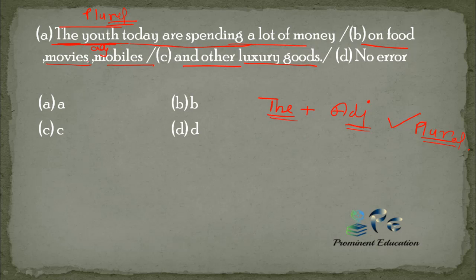So now look at the sentence. "The youth today are spending" is written, which is plural, so it is correct. "Are spending a lot of money", this first part has no error, it is absolutely correct. "On food, movies and mobiles", which is also correct, and "other luxury goods". Let me tell you a rule with others. Whenever you have "other", the noun that comes after it is always plural. "Other luxury goods" is in plural, which is absolutely correct. So all parts are correct, it contains no error, so the answer of this question is D, no error.